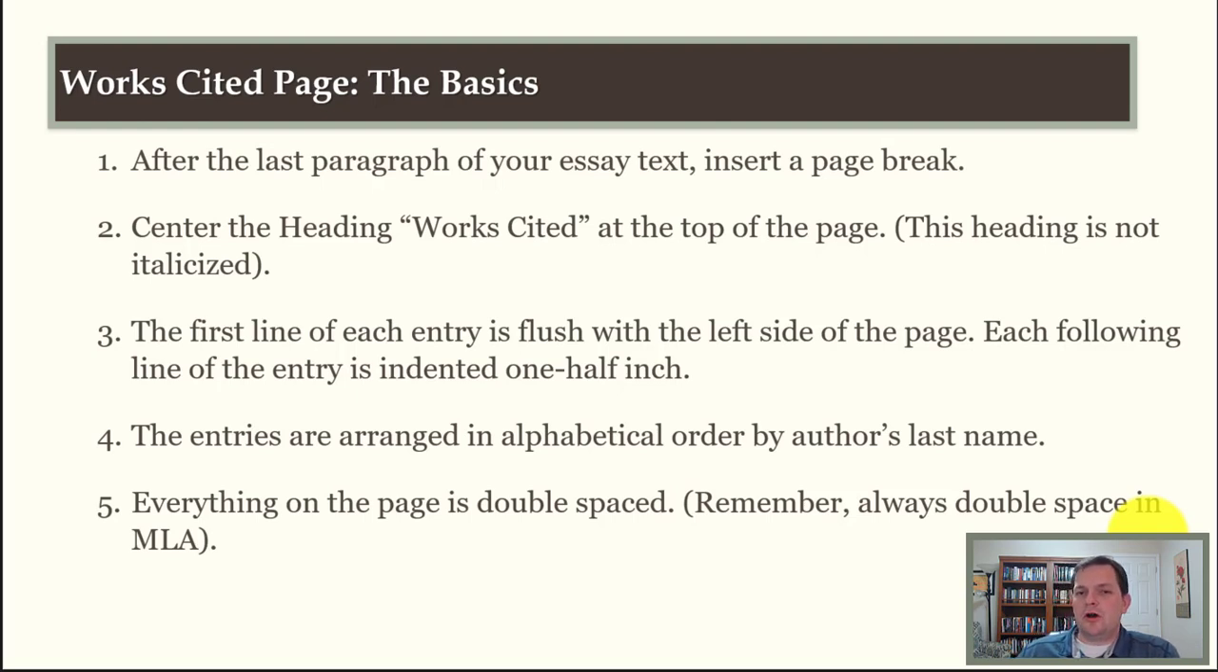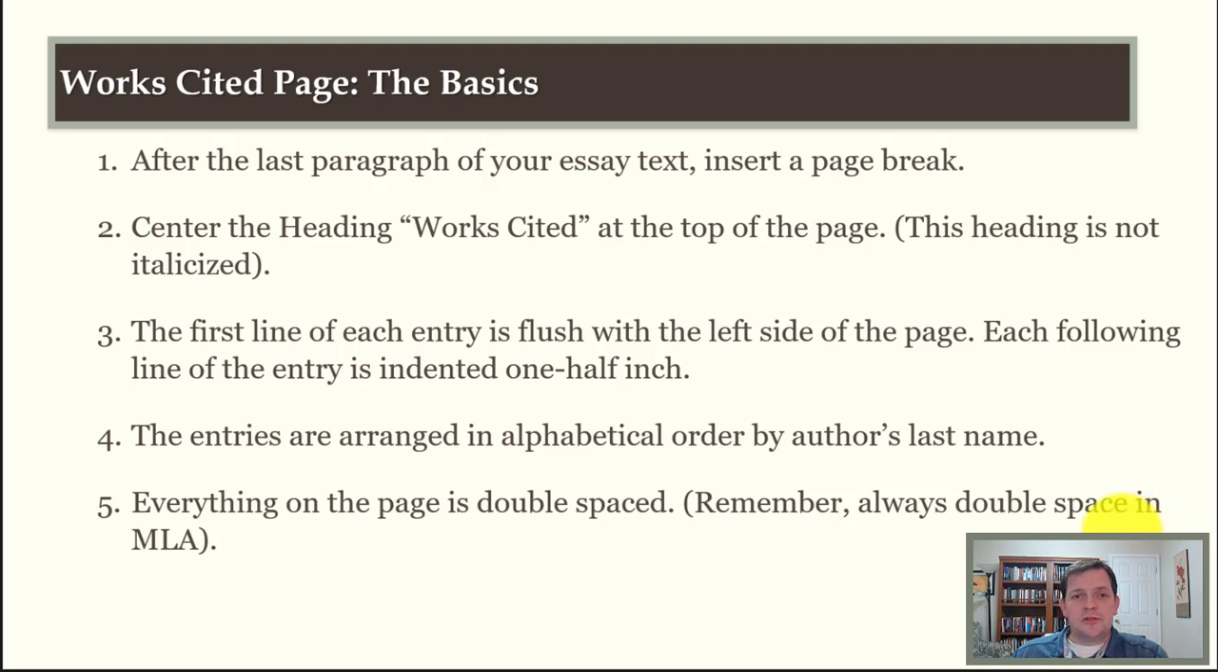The last names of the author will jut out that 1/2 inch more beyond the rest of the text of the entry and will make it easier for the reader to find the author name or the title that they are looking for when they try to cross-reference the citations, the parenthetical citations in the text with the works cited page. The entries on a works cited page must be arranged in alphabetical order.